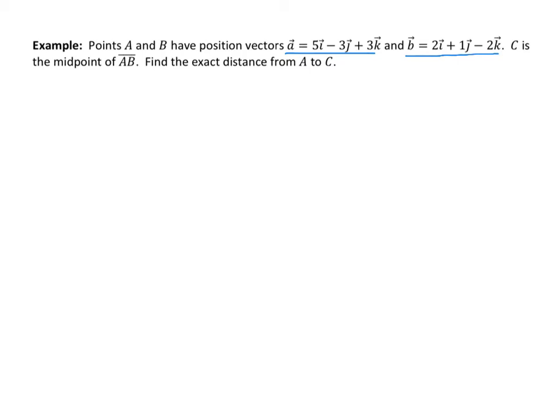Right? I think my thinking here is if they don't want to know what C is, they're just asking for the distance from A to C. So my thought is, if I can find the magnitude of AB, if I can find out how far it is from A to B, how far will it be from A to C? Well, it'll be halfway there, right? So let's just find this and then cut it in half. So with that said, this should be a fairly simple problem. Pause the video, try it out on your own.